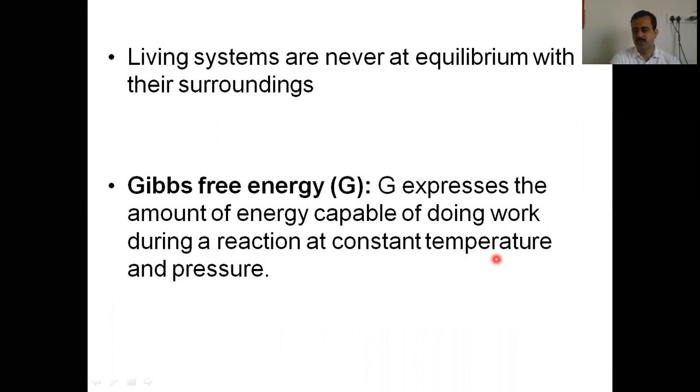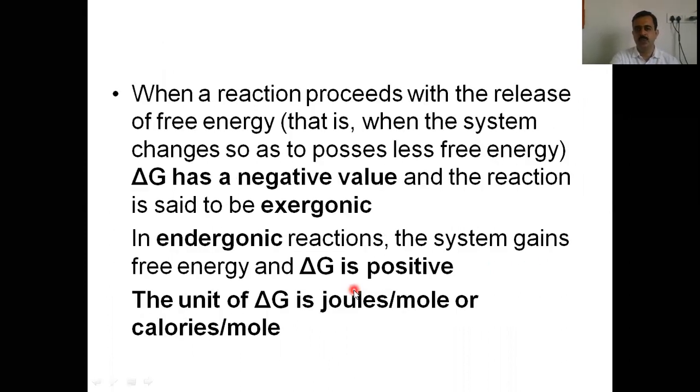Gibbs free energy, represented by capital G, expresses the amount of energy capable of doing work during a reaction at constant temperature and pressure. So this is the third law of thermodynamics that comes into play. When a reaction proceeds with the release of free energy, that is, when the system changes so as to possess less free energy, delta G has a negative value, and the reaction is said to be exergonic. Whenever a reaction takes place and energy is given out, the delta G is said to be negative, and the reaction is exergonic.